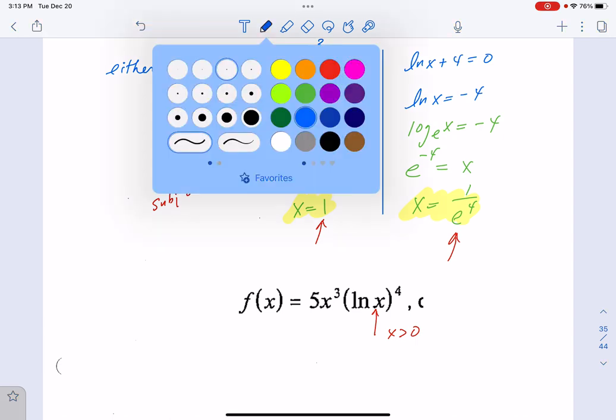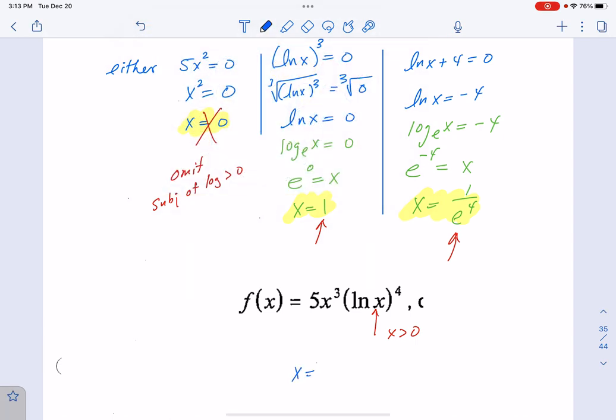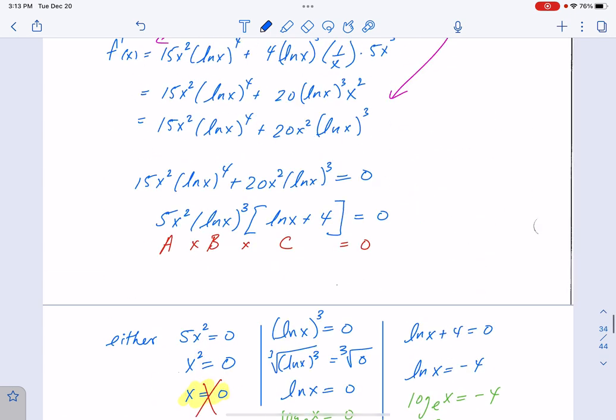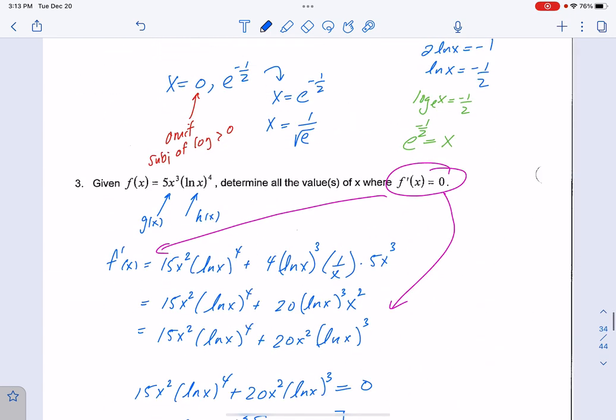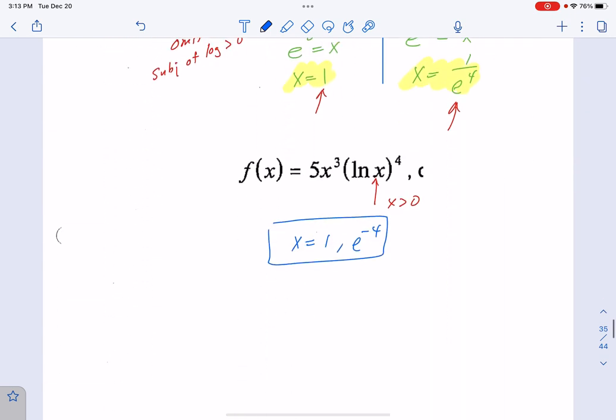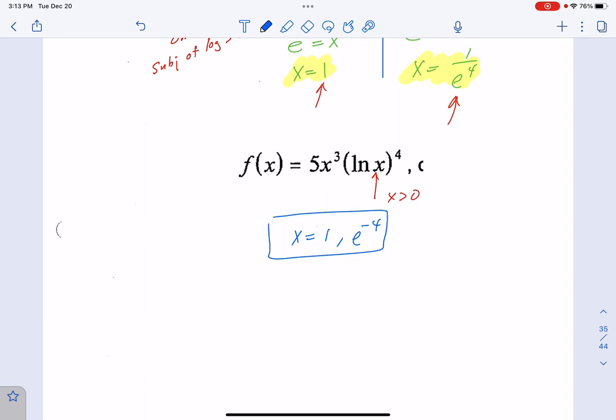This is good to go, and this is good to go. So our 2 answers here are going to be x equals 1 and e to the negative 4. And those are our 2 answers. And I don't think they asked for the points. Nope, they just wanted the values of x. If they wanted the points, I'd have to plug them in and solve for that.